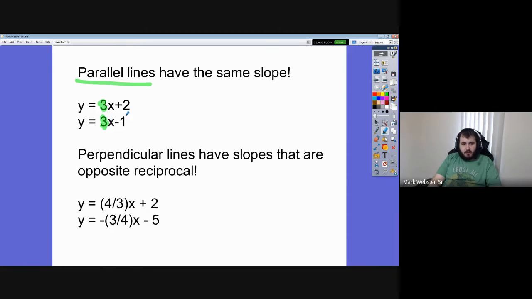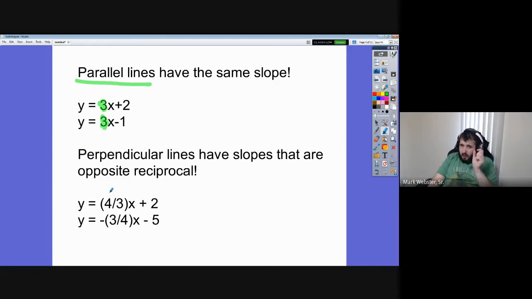Obviously the y-intercept should be different. Otherwise they're the same line at that point, right? But if you're asked, hey, are these parallel? Well, they're asking you, do they have the same slope? If they have the same slope, then yeah, they're parallel.